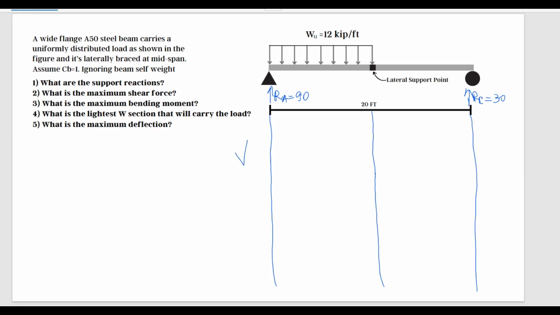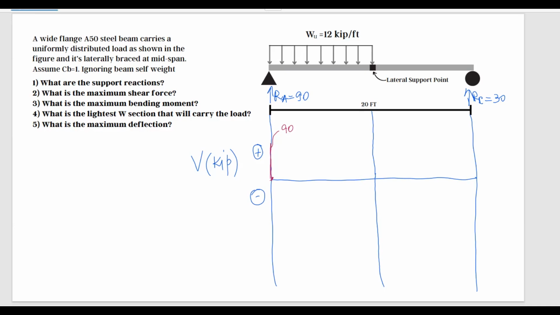And then the shear, we're going to draw it here. This is going to be positive. Here we're going to have the negative. I'm going to just put shear. This is the shear, and our shear is in kips here. We're going to start at 0, and we have this reaction 90 kips. So from this point 0, we're going to go up 90 kips. This is 90.